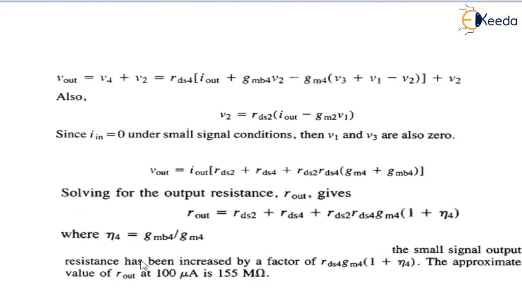The approximate value of R out when ID is equal to 100 microamperes is 155 megaohms, which is very large in the case of the MOS cascode current mirror as compared to the case of the simple MOS current mirror. Okay, thank you.